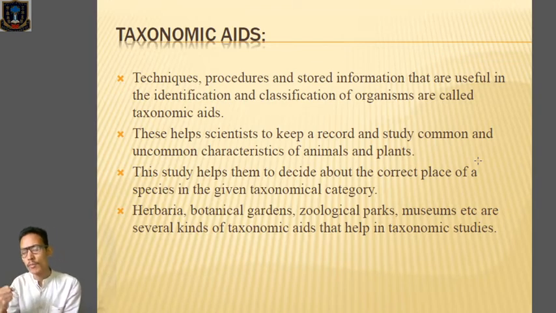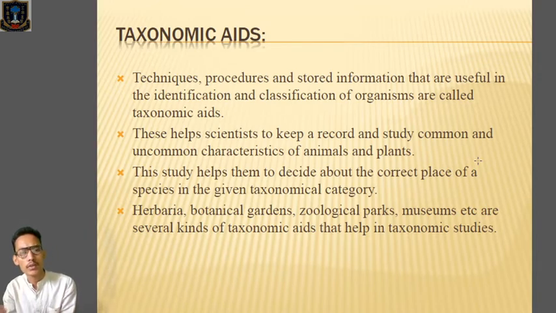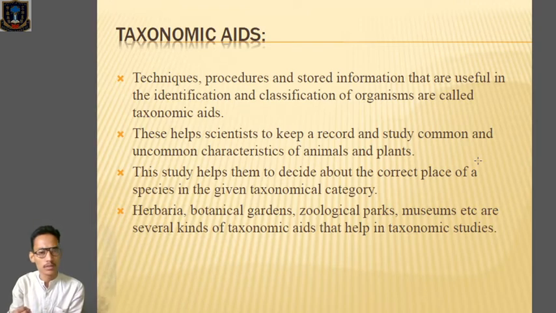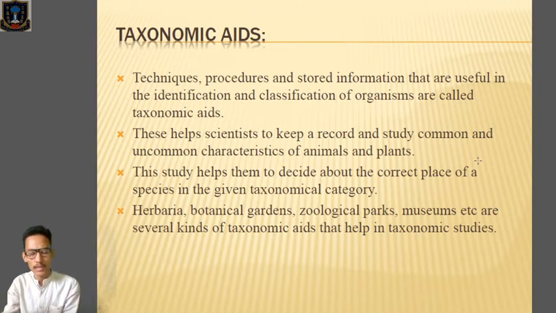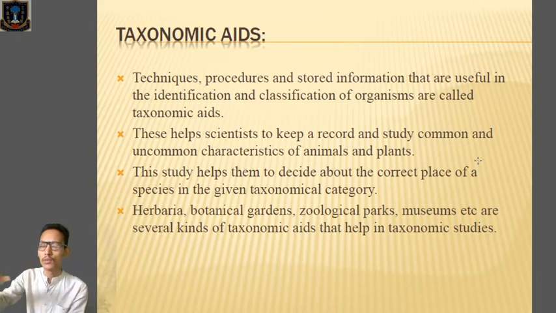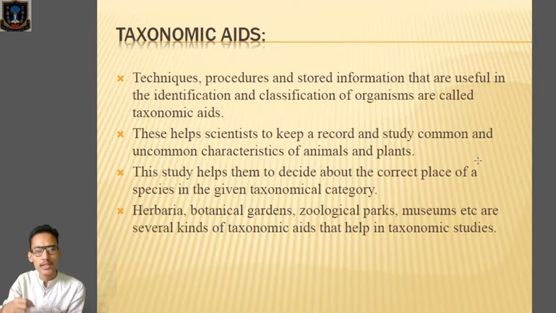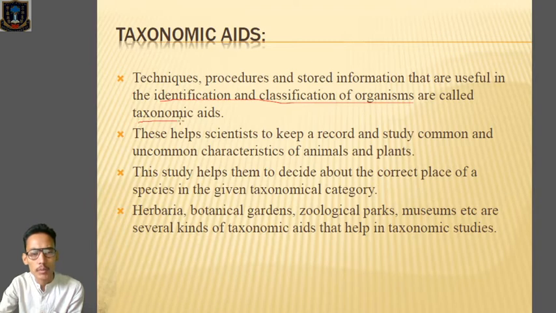Then those collected informations will be stored. Clear? And afterwards, all these things will be utilized for the classification of organisms. So we used to use those techniques, procedures, and informations for the identification of the species and for the classification of those species into different taxa or in different groups. So such techniques, procedures, and the information which are stored and which are useful in identification and classification of organisms are called taxonomical aids. It's also called tools for taxonomy.